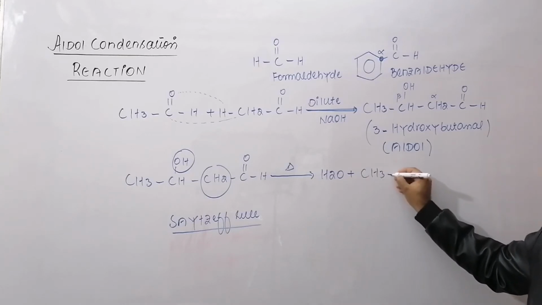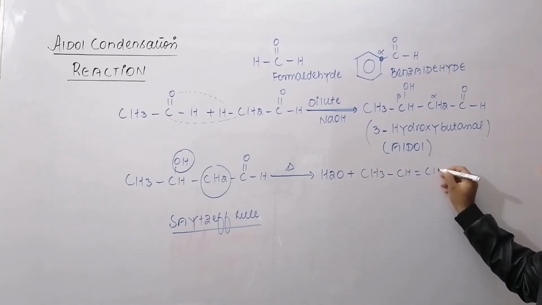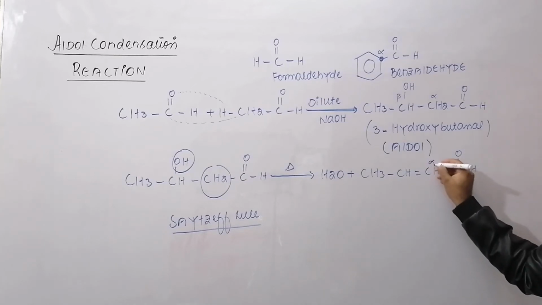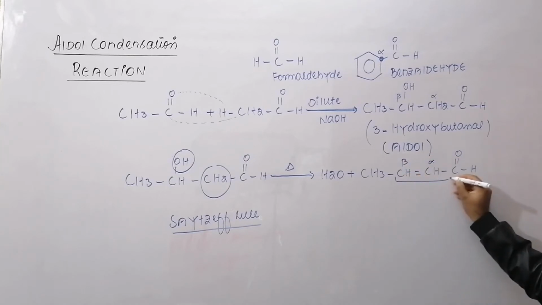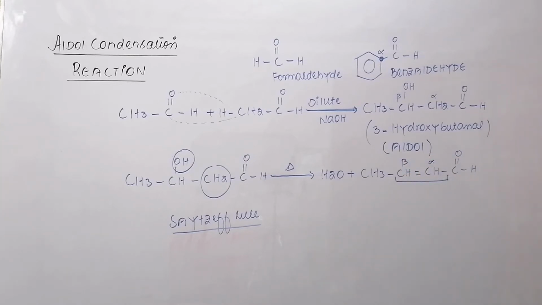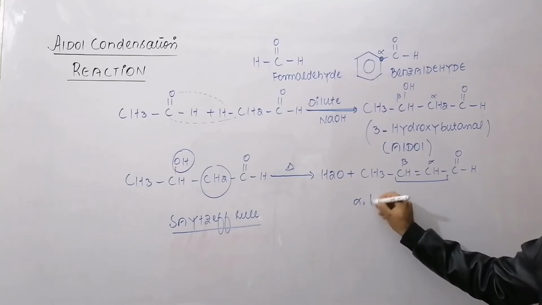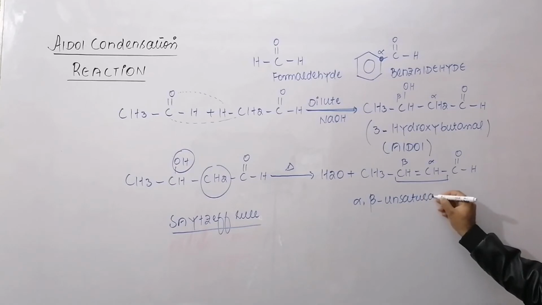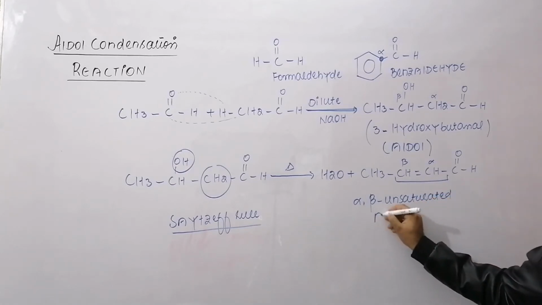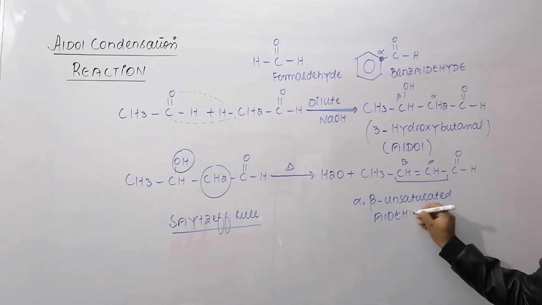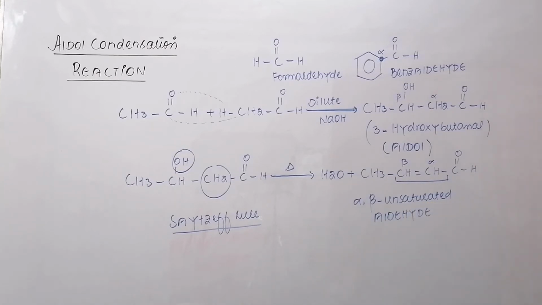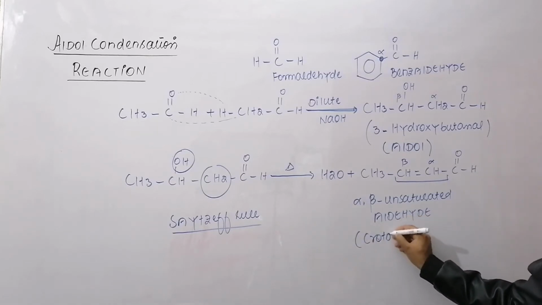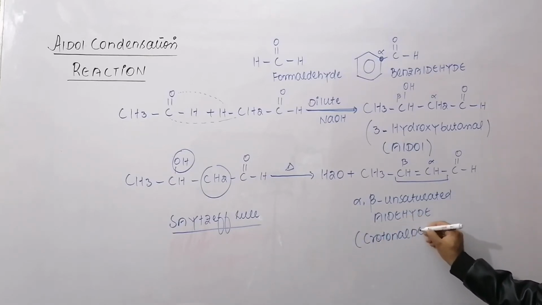After dehydration, dear students, a double bond forms between the alpha and beta carbon. So this one is the alpha carbon, this one is the beta carbon, and a double bond is formed between the alpha and beta carbon. So that's why it is called an alpha beta unsaturated aldehyde. And dear students, this alpha beta unsaturated aldehyde is called crotonaldehyde.